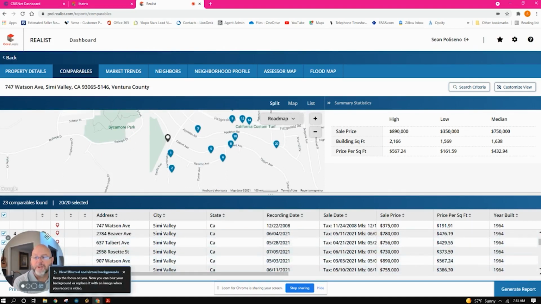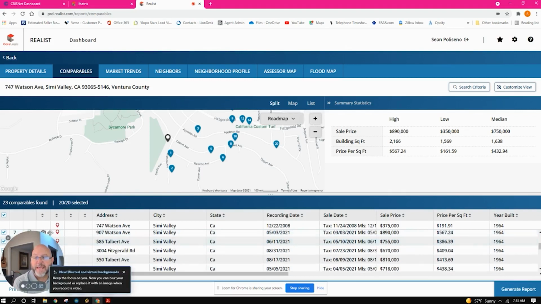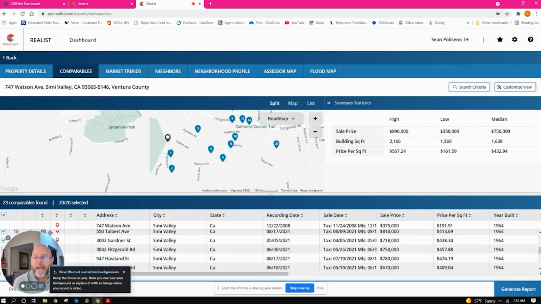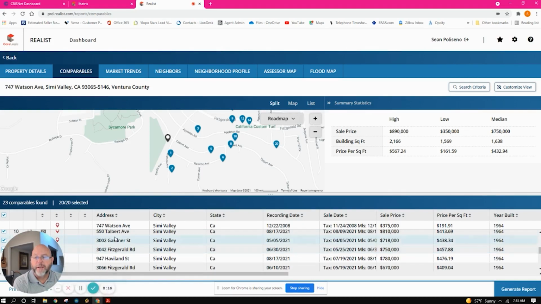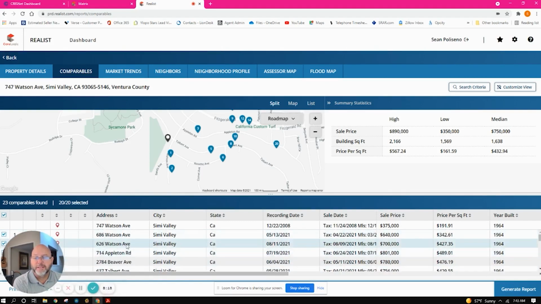Okay, so you can see here that if there were any photos, you'd be able to see right here underneath my picture. It's hard to see here on this, but there's a camera there. There would be access to all the photos that are available for these listings. We're going to also go look at these listings on the MLS itself.